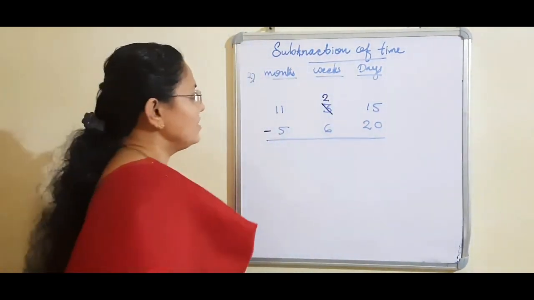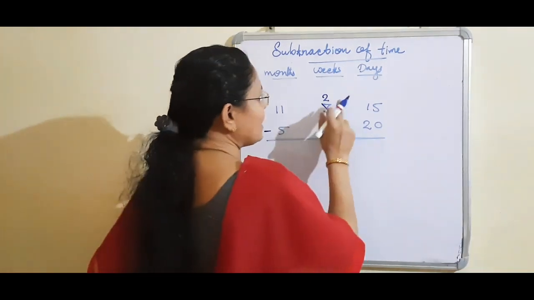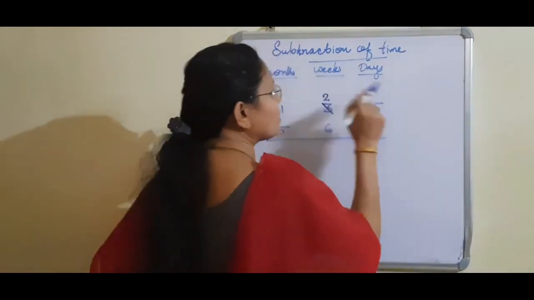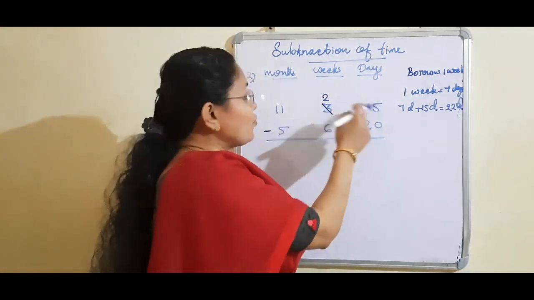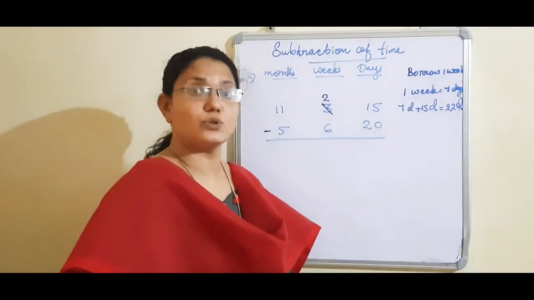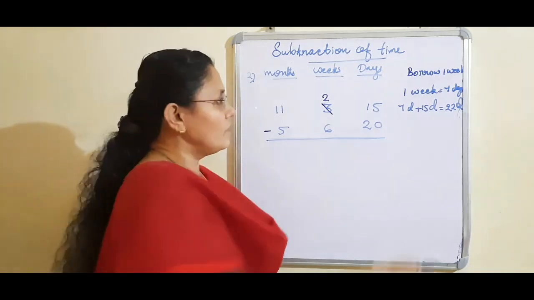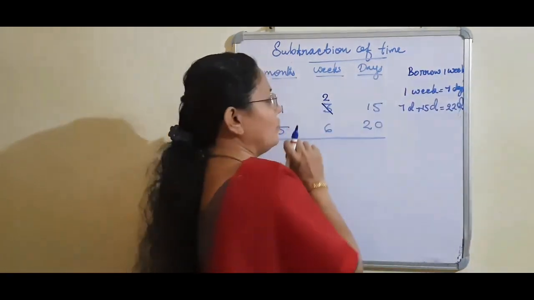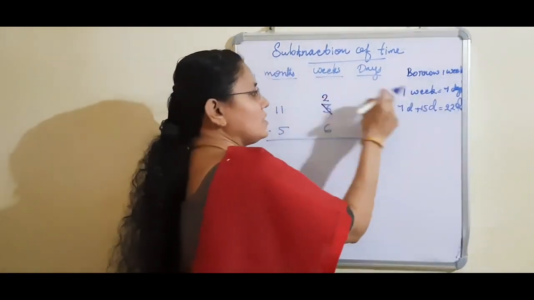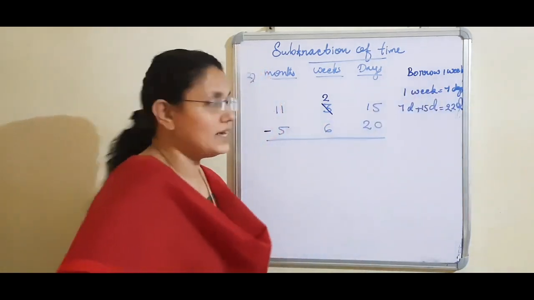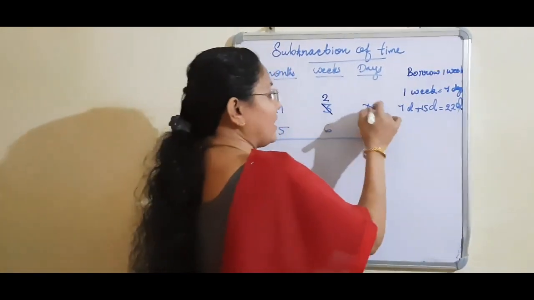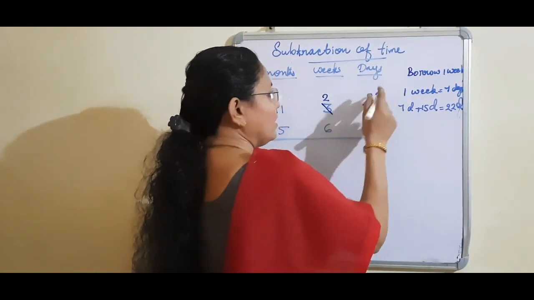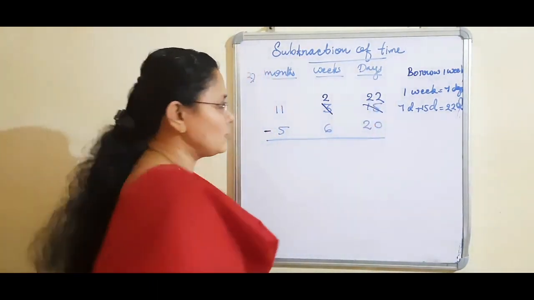Okay. Now this 2 weeks, and we should change this week to days. After borrowing 1 week, we should change this 1 week to days. After that we should change this 1 week to 7 days. Then the 7 days and 15 days we should add. When we add, we are getting 22. 22 minus 20 is 2.